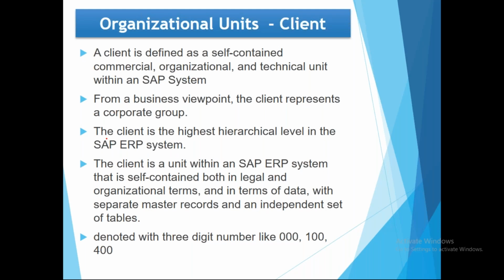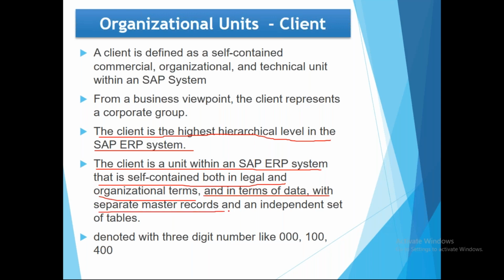Now the client is the highest hierarchical level in the SAP ERP system. So the client is the topmost one. The client is a unit within an SAP ERP system that is self-contained both in legal and organizational terms and in terms of data, with separate master records and an independent set of tables. So basically the client will contain its own separate master records and the data relevant to execute their business functions. It is denoted with a 3-digit number like 000, 100, 400 normally.